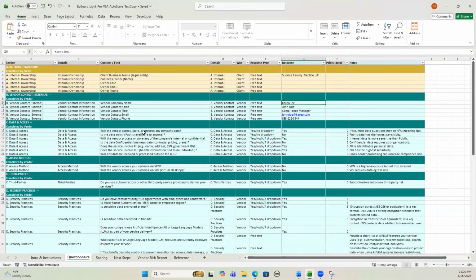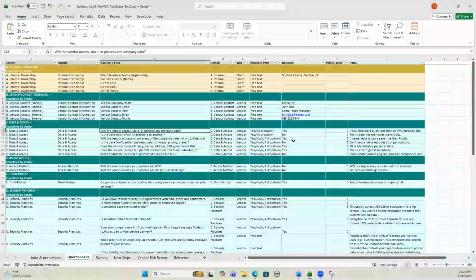So basically here it's asking all of the basic questions when it comes to security questionnaires. I would say it's a light questionnaire. It doesn't have 200 questions like SIG, but this is sufficient for you to evaluate the vendor based on their access and the type of services they provide. So the first question, will the vendor access, store, or process any company data? We will say yes. The data is not public. Vendor processes or stores company's internal confidential data, we say yes.